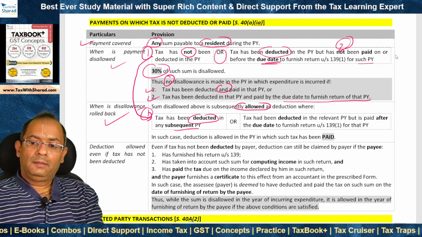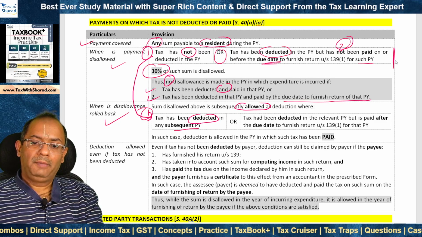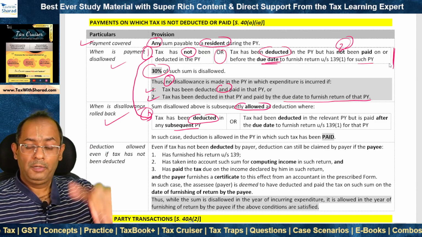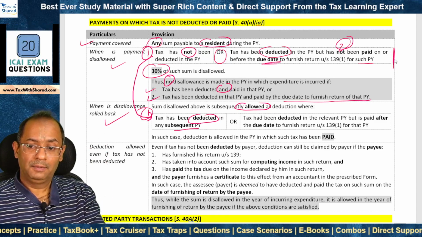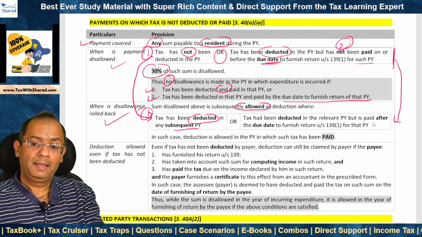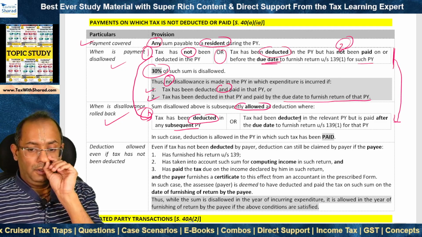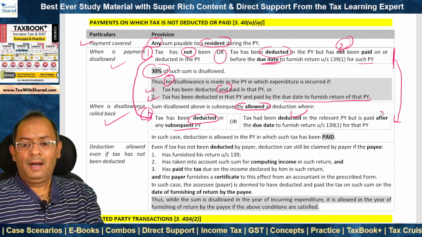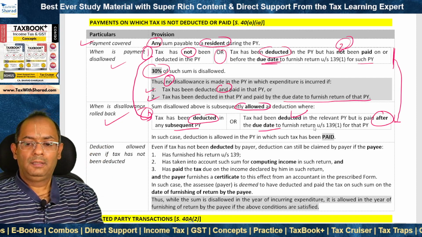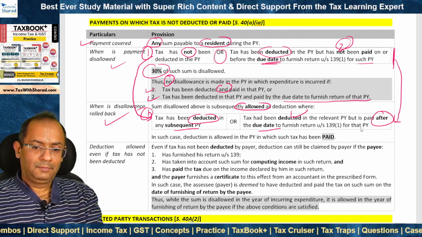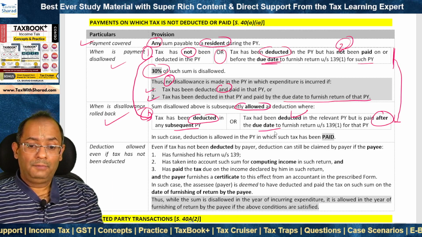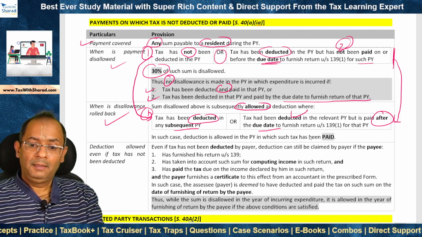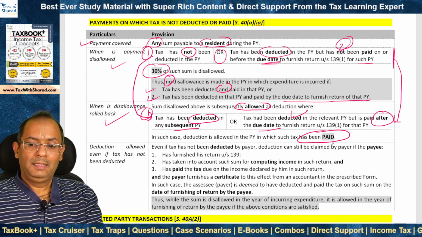Right? So above we also noted that disallowance is made where though tax is deducted in the previous year, it has not been paid even till the due date to furnish return of income of such previous year. That means disallowance can be rolled back where though tax had been deducted in the relevant previous year, it is paid after the due date to furnish return of income for that previous year. Okay. In either of these cases, the deduction is allowed. That means disallowance is rolled back in the previous year in which such tax is paid.